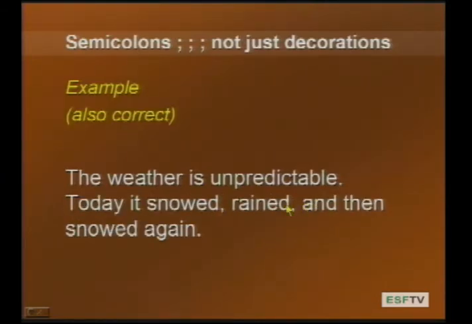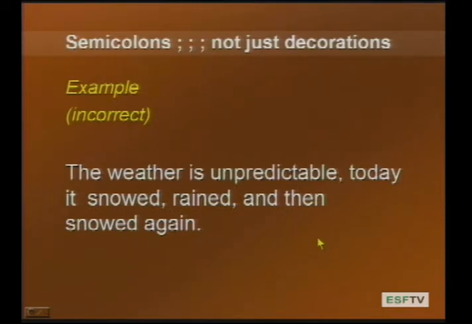This is also correct. You can use a period in place of the semicolon. The weather is unpredictable, period. Today it snowed, rained, and then snowed again. So either way, using the semicolon or using the period is perfectly correct.